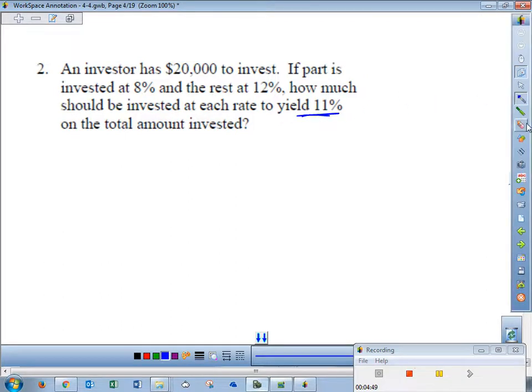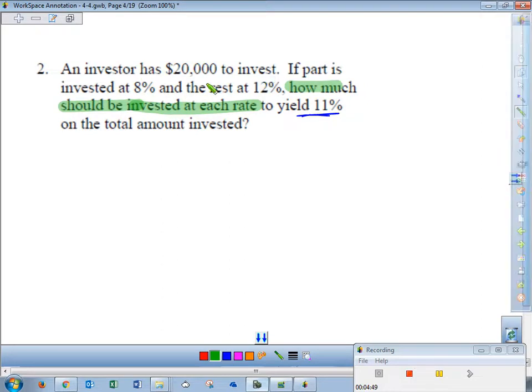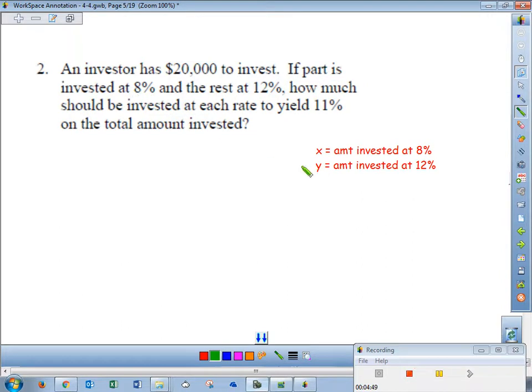So let's go one step at a time. Let's define our variables. They say how much should be invested at each rate. So basically we've got the two rates, the 8% and the 12%. That's what they're mixing together. I don't know how much at each, so let's define some variables. Let x equal the amount invested at 8%, and y be the amount invested at 12%. Again, no shortcuts. Don't say x equals 8% and y equals 12%. It's nice and accurately defined. X is the amount they invested at 8%, and y is the amount they invested at 12%.